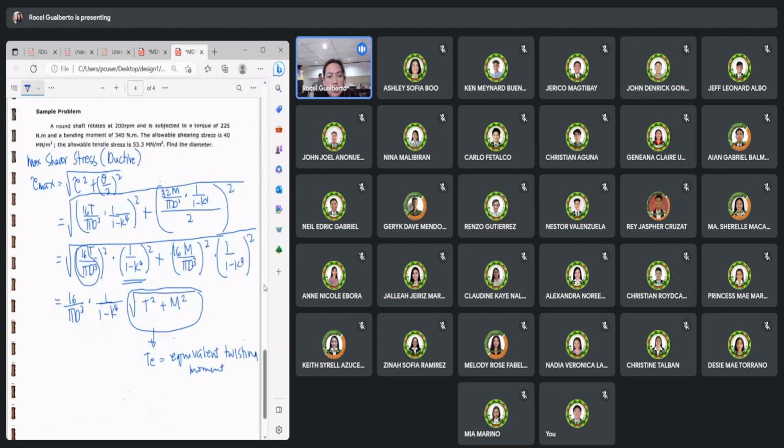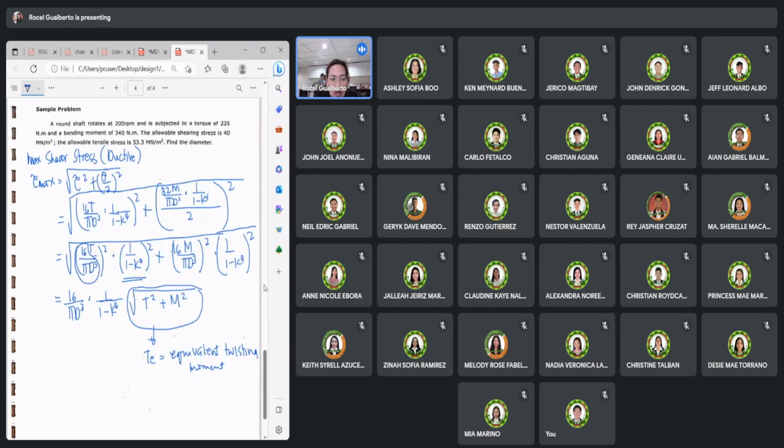Okay? And what do you say now doon sa ating final equation? So, kung ari po ay TE, pwedeng sabihin natin that your tau maximum would be equal to 16 TE over pi d cube times 1 over 1 minus k to the fourth. Okay? So, ito po yung ating tau maximum. Parehas lang din siya ng equation na torsion. Di ba? So, torsion natin is 16t over pi d cube. And since this is combined, ang gagamitin natin is TE, which is square root of t squared plus m squared.